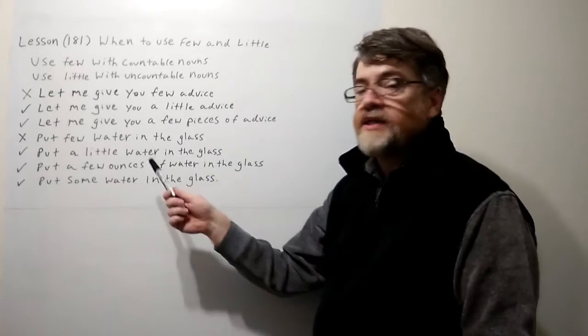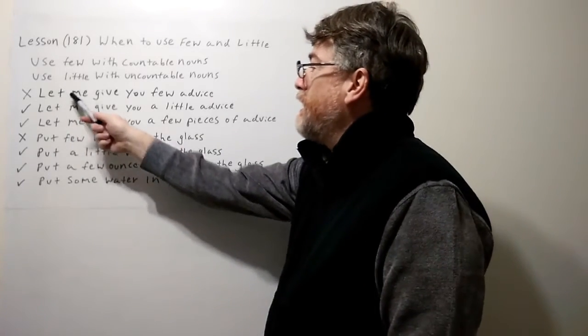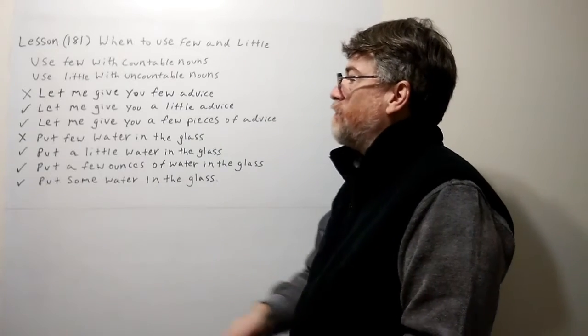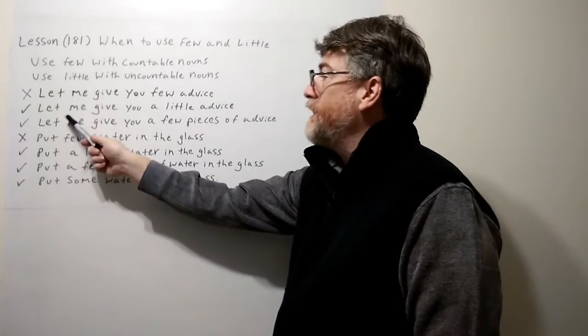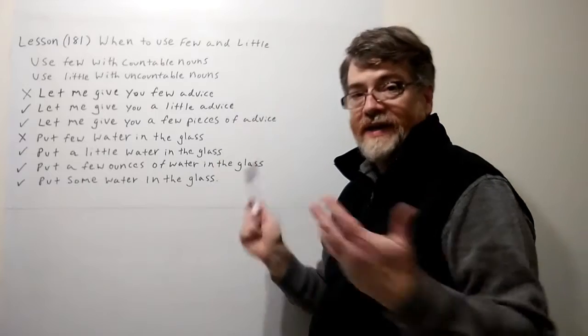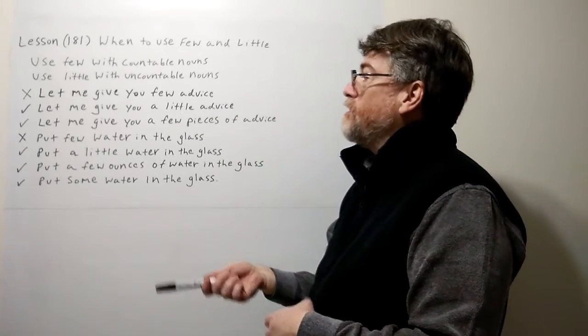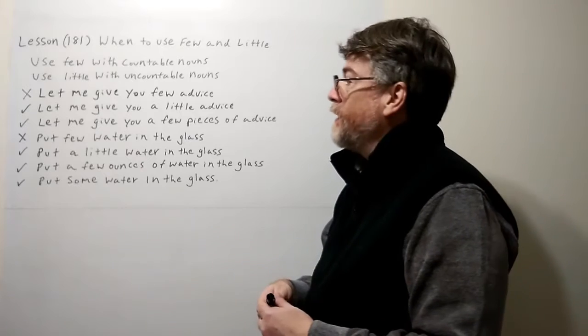Of course, here with the X, this would be wrong if a student said, let me give you few advice. Of course, that's not right. With the check, this is correct. You should say, let me give you a little advice, okay? Because, of course, advice is an uncountable noun. So you use little with that.